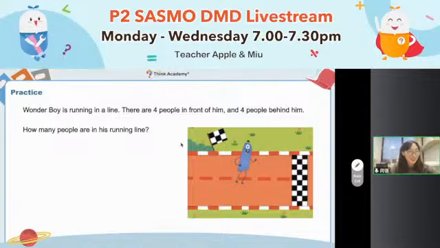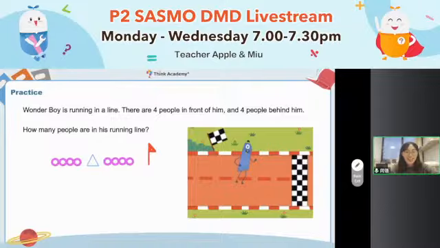5, 4, 3, 2, 1. Wow, so easy for you. Okay, good job. So now again, first thing you need to mark the direction. Maybe I just put a flag here to reference the finish line. And then the main character, that is Wonder Boy. So 4 people in front of him, 4 people behind him. So altogether it should be 4 plus 4 equals 8. No, do remember that you also need to plus the main character. So 4 plus 4 plus 1 equals 9. Okay, easy. 9, it is not 8.